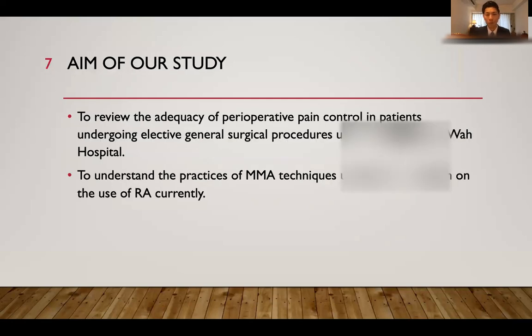So the aim of our study is very simple. We want to know how we're doing, how good or how bad we are doing. I will present the data very soon. The second thing we want to look at is the practice of each individual anesthetist. We want to know, are we using adequate analgesics? Are we carrying out enough regional techniques?